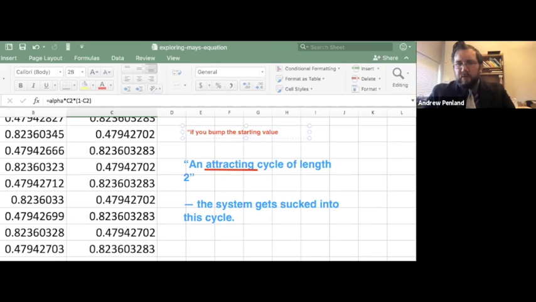You know what I mean by bump? Some people get really hung up on this. You need a precise mathematical definition of bump. No, you don't. It means you just bump the value slightly, right? So you could say this qualitatively as there's an attracting cycle of length 2.